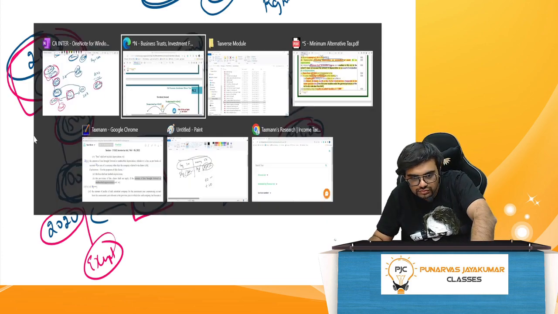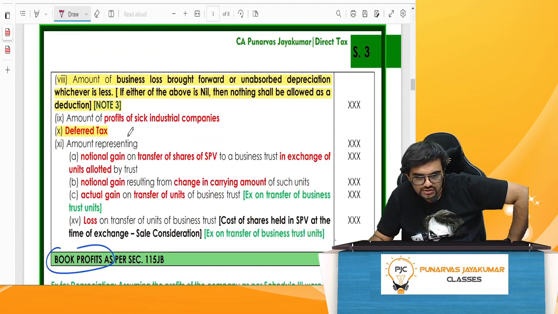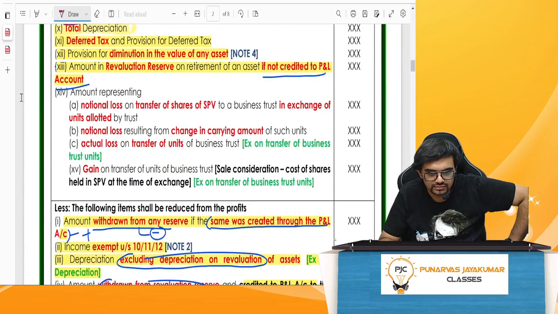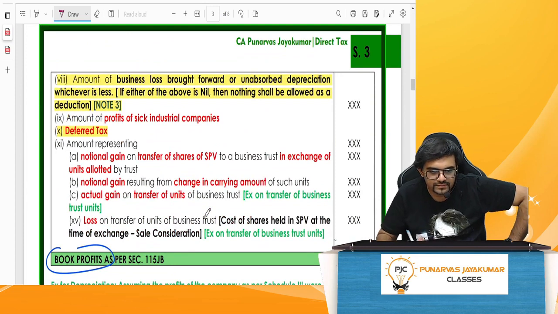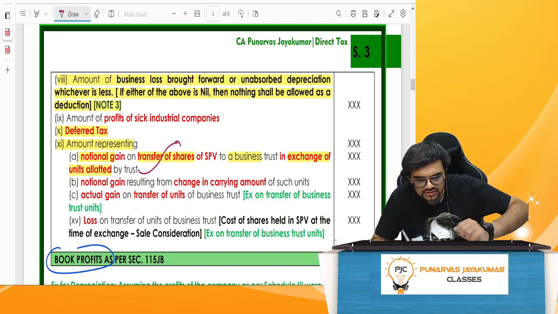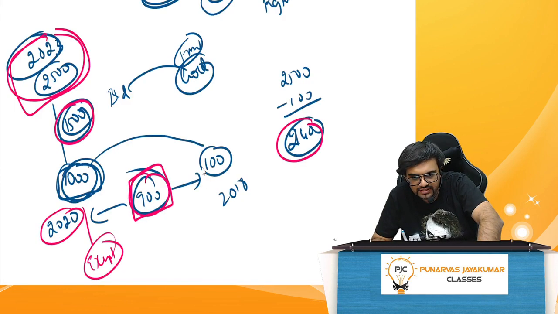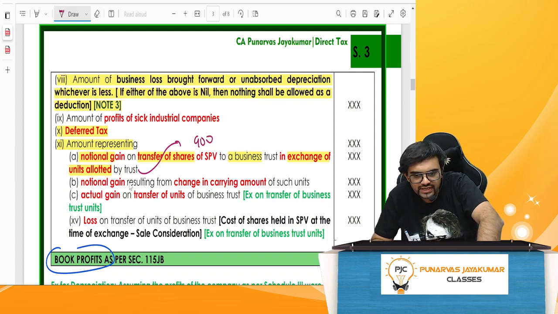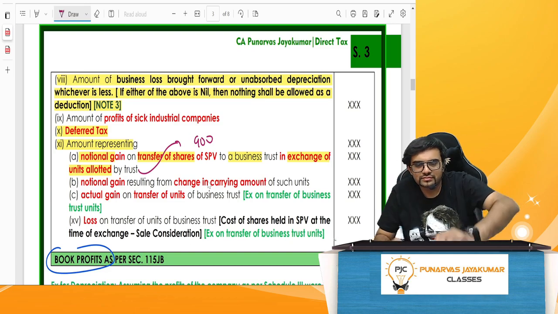So we are going to discuss here. Amount representing notional gain on transfer of shares of SPV to a business trust in exchange of units allotted by the trust. In my example, this is notional gain on transfer of shares, 900. Notional gain resulting from any change in the carrying amount of such units. Actual gain on transfer of units of business trust. Loss on transfer of units of business trust.